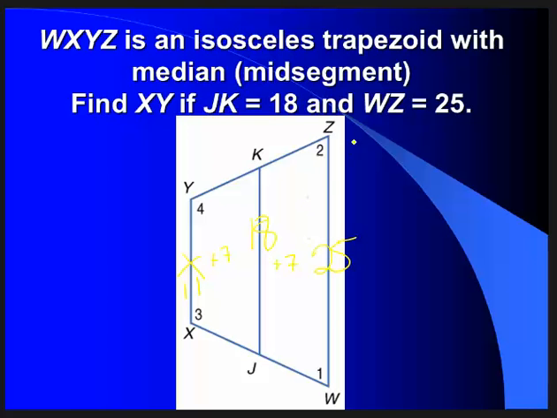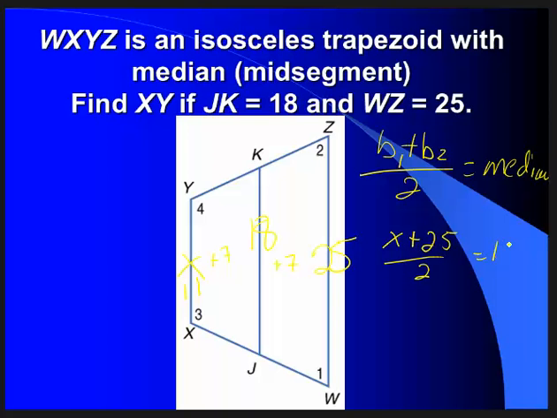Or we could have used our formula, base 1 plus base 2 divided by 2 equals our median, and plugged in the parts that we know. We don't know base 1, that's our small one. Base 2 is 25, divided by 2 is going to equal 18. How do I get rid of this 2 on the bottom of my fraction? I've got to multiply by that 2, and I have to do it to both sides of my equal sign. These 2's cancel out. So I have x plus 25 equals 36.